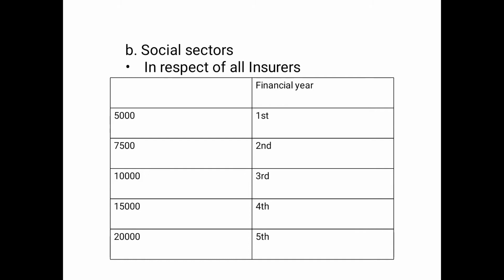Next one, social sector. In respect of all insurers, in that social sector, 5,000 lives in the first financial year, 7,500 lives in the second financial year, then 10,000 lives in the third financial year, 15,000 lives in the fourth financial year, and 20,000 lives in the fifth financial year.